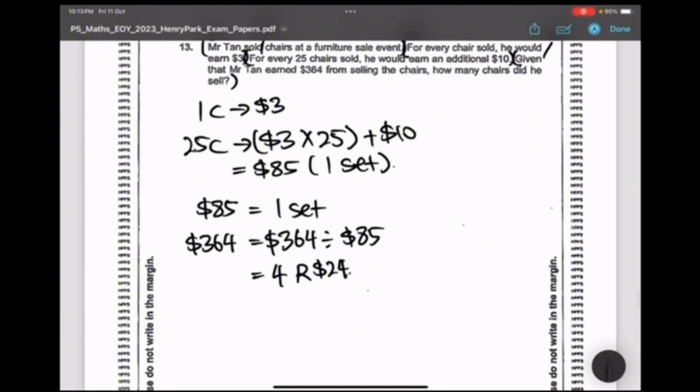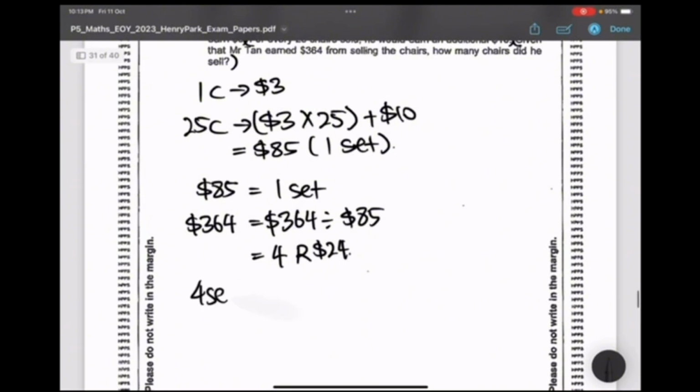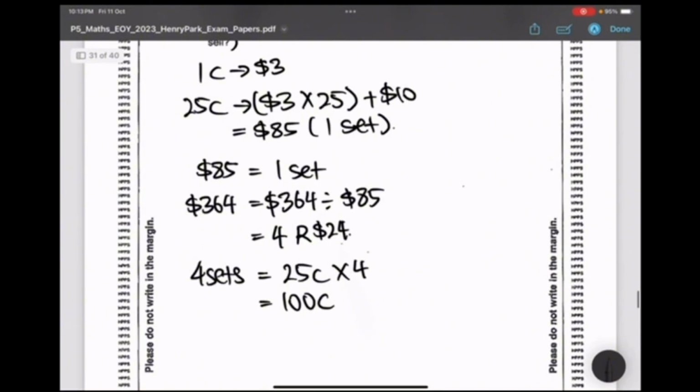Okay, knowing that we have 4 sets within this $364, one set equals 25 chairs as well. Alright, so 4 sets would simply be 25 chairs times 4. And that would give me 100 chairs. But we cannot forget about the $24 remaining.